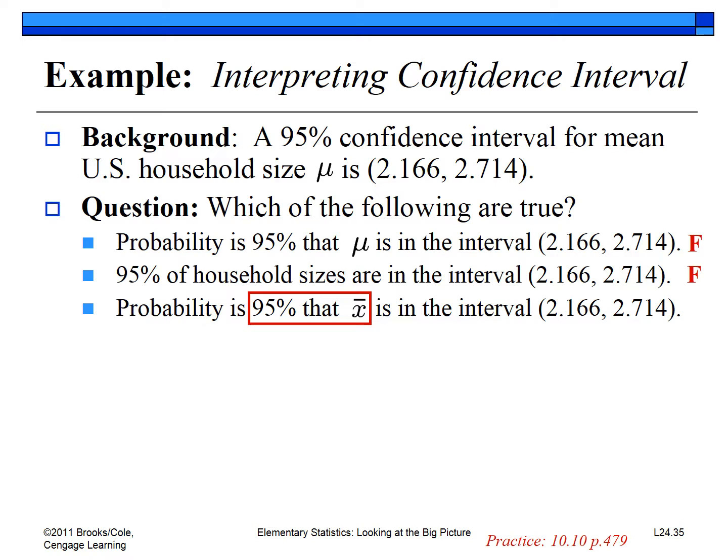No. When we're talking about confidence intervals, we're talking about confidence that mu is in the interval, not x bar. X bar has to be in the interval. Remember, x bar is the center of the interval. So this one's false.